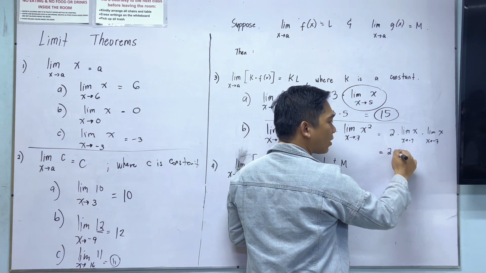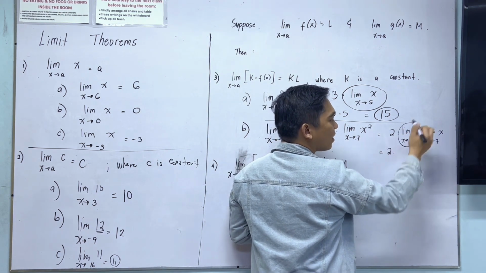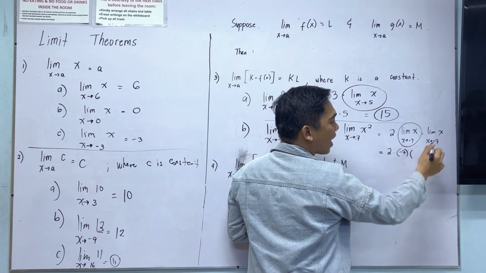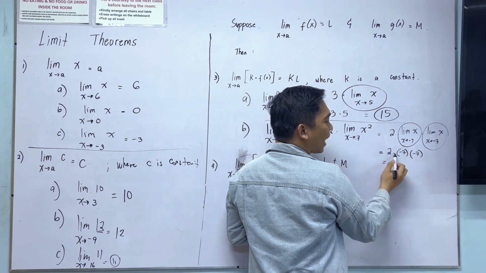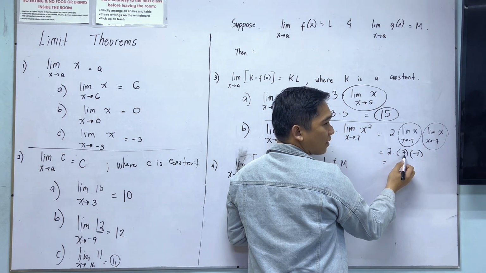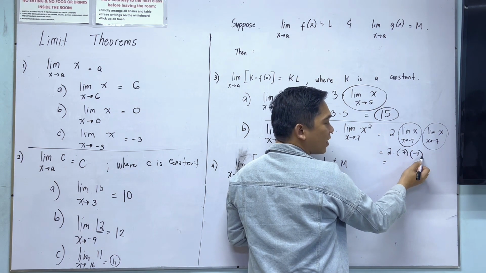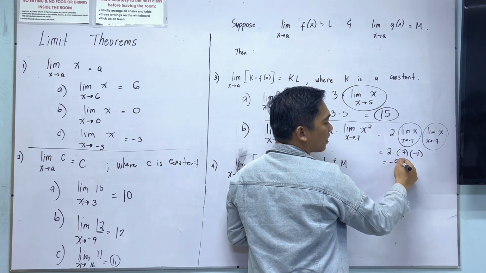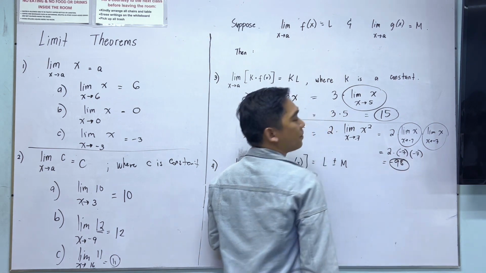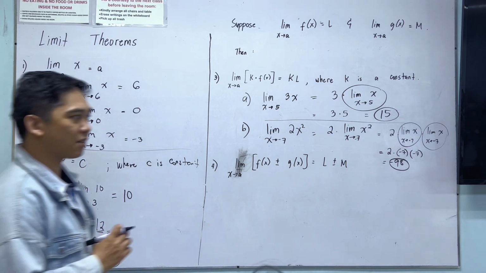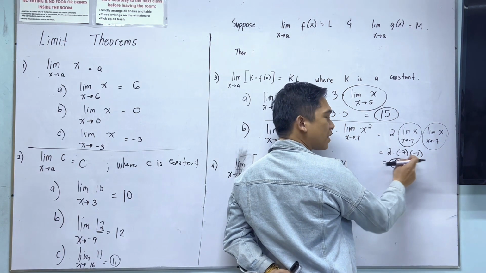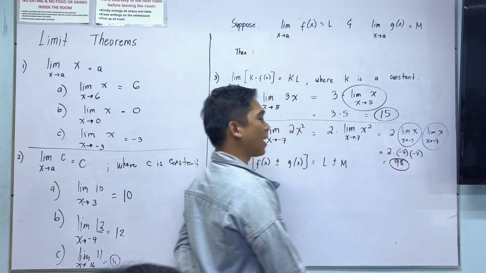So we have 2 times negative 7 times negative 7. 49 times 2 is 98. Dapat positive, kasi negative times negative, positive. Positive 98.